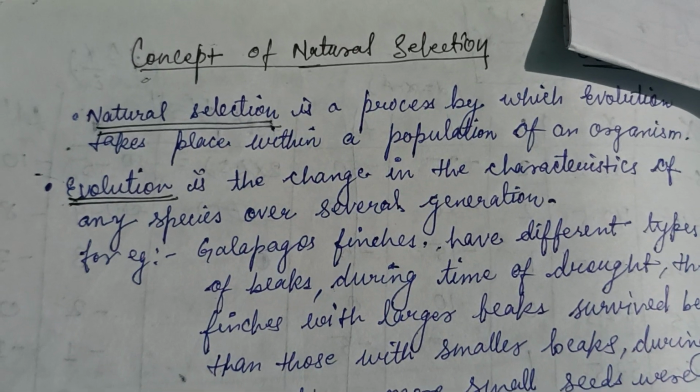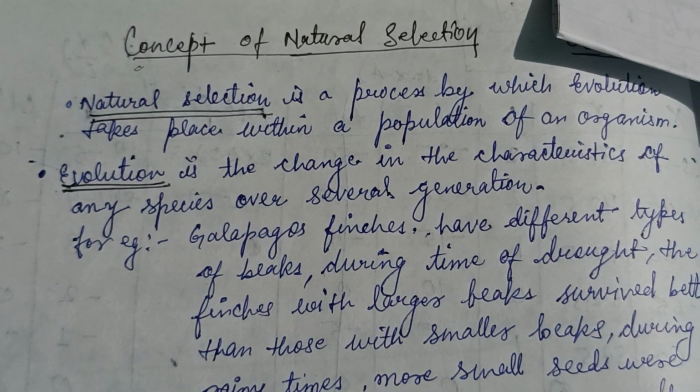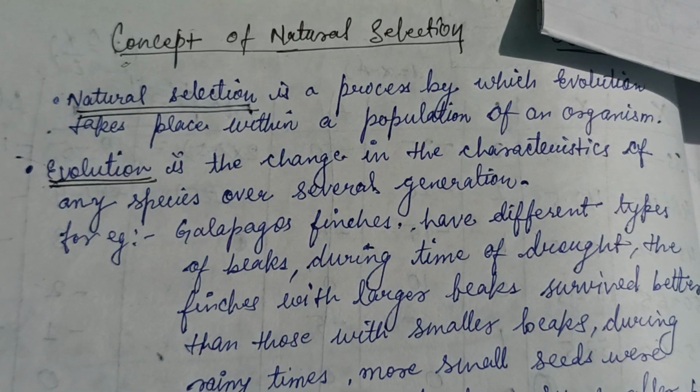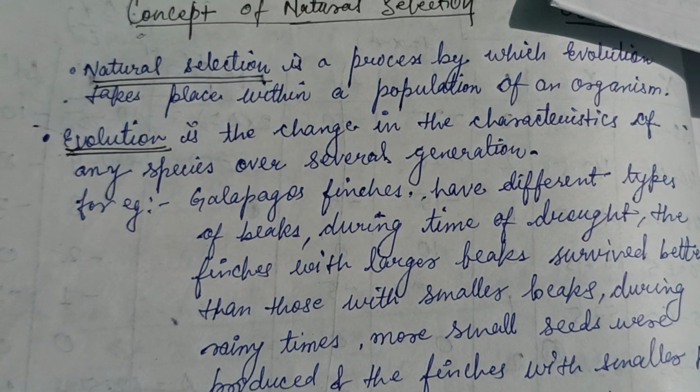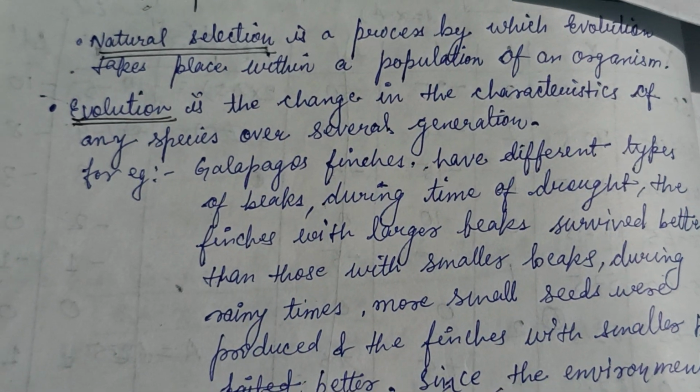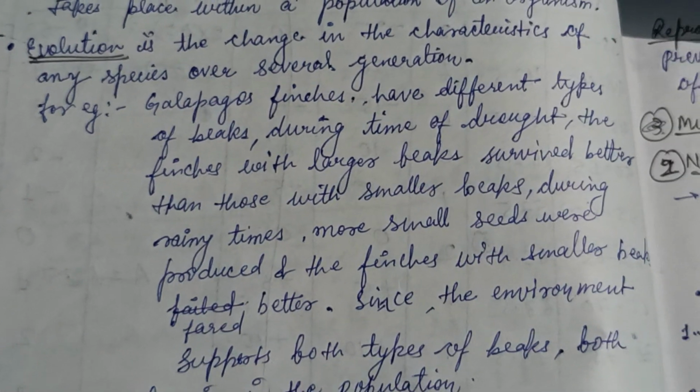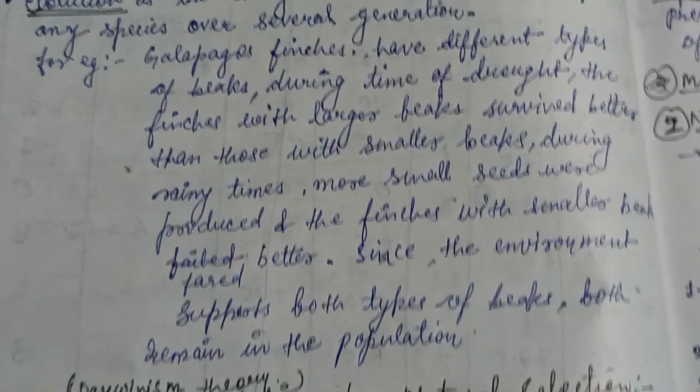Hi friends, this video is about the concept of natural selection, which is a part of the pattern of genetic variation and natural selection. So, natural selection is the process by which evolution takes place within a population of an organism, and evolution is a change in the characteristics of any species over several generations.